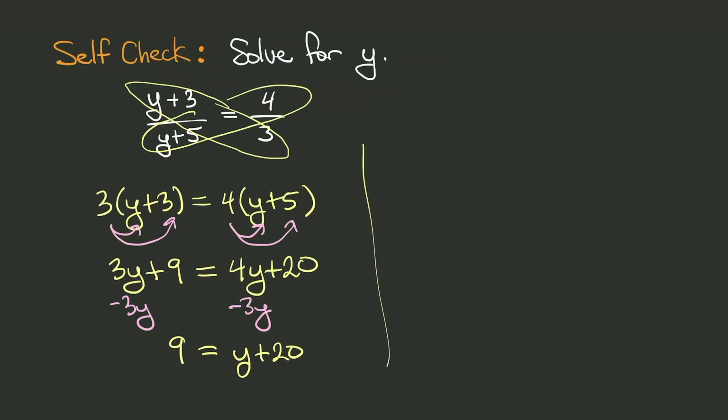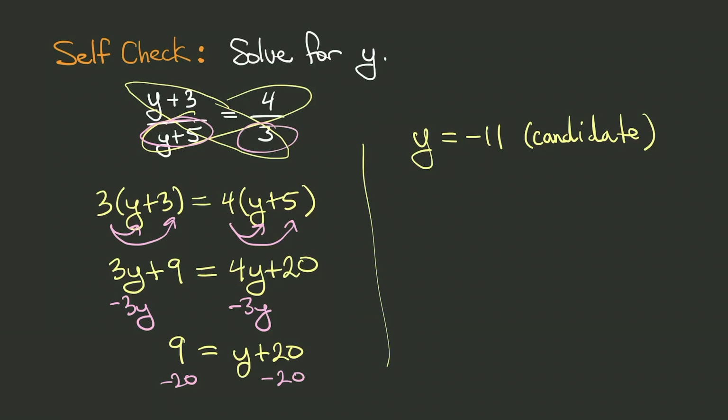So now I can subtract 20 from both sides. So I'll have y is equal to 9 minus 20, which is negative 11. Now remember, this is just a candidate solution. I need to go back and double check that this solution does not make any of my denominators 0. Since y plus 5, when I plug in negative 11, is going to give me negative 11 plus 5, which is negative 6, I'm okay because that denominator is not 0. So then y equals negative 11 is my solution.